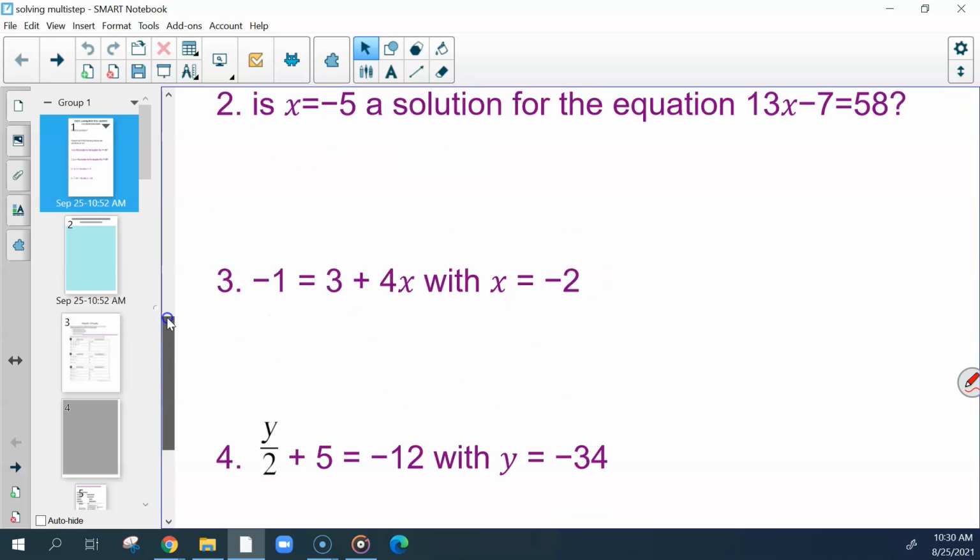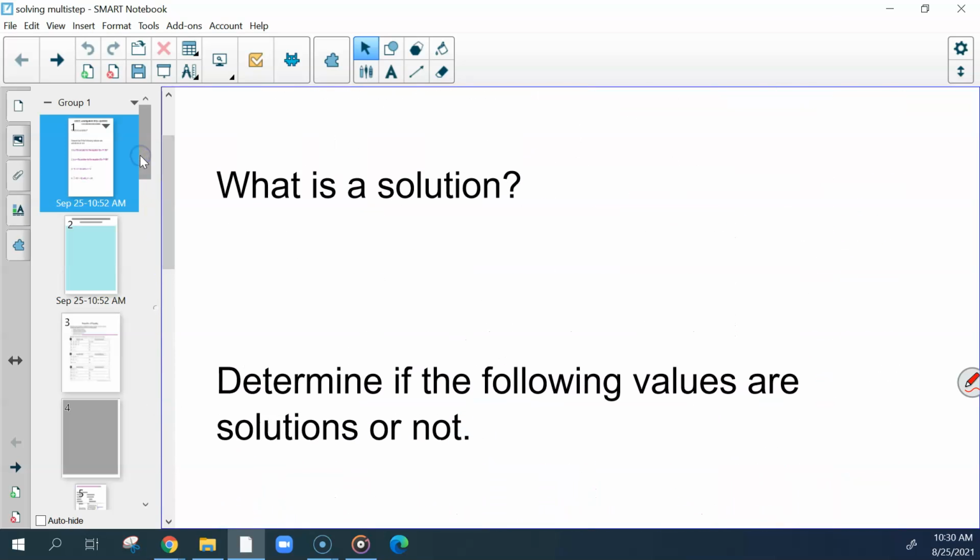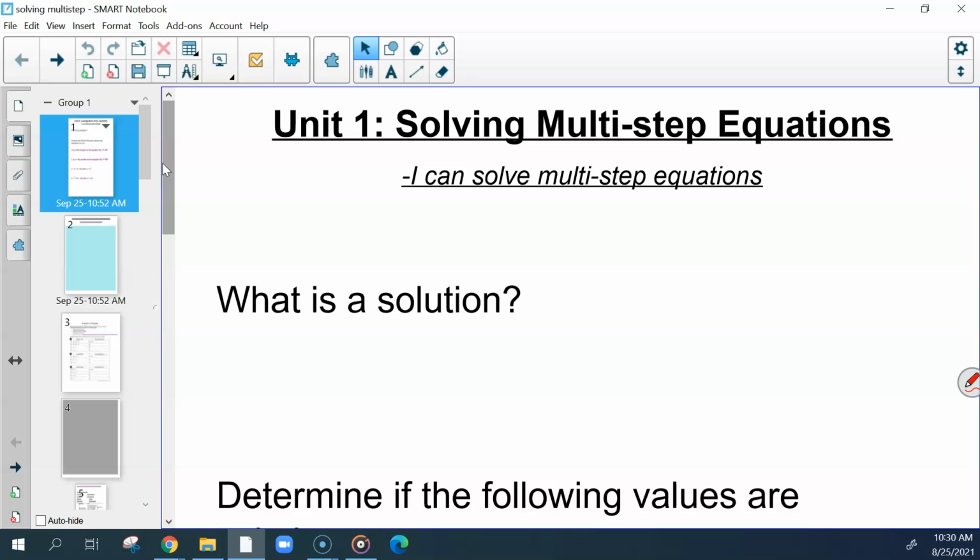Right, so we are going to start these today. I don't know how much we're going to get done before lunch. But we are going to start these today. And my first question to you is, when you think of the word solution, what comes to mind? Answer. Okay.